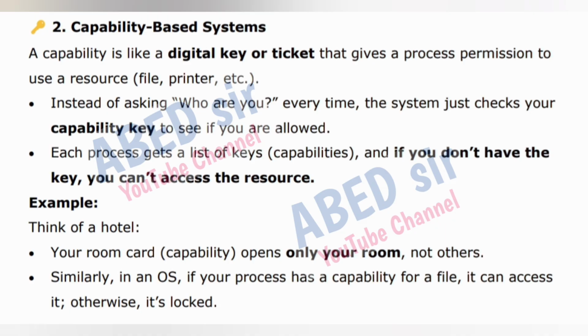Example. Think of a hotel. Your room card capability opens only your room, not others. Similarly, in an OS, if your process has a capability for a file, it can access it, otherwise it's locked.